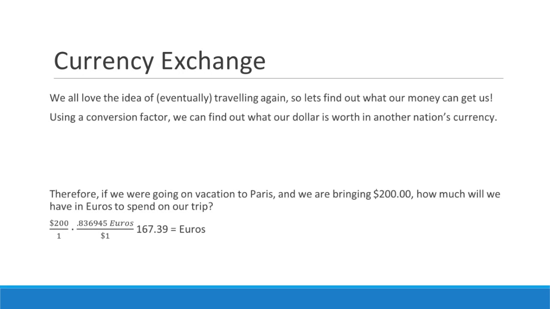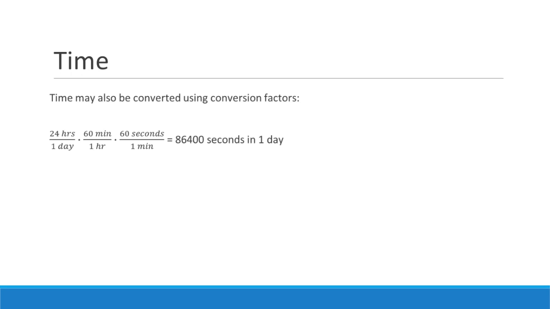If you want to travel again, currency exchange is a conversion factor. Taking the amount of money that you have, $200, and you want to figure out how many euros you have. Like if the exchange rate is kind of low, you're actually going to have fewer euros than you have dollars, but it depends on buying power. That's currency, but that's still a conversion factor. Time: 24 hours in a day, 60 minutes in an hour, 60 seconds in a minute. That's 86,400 seconds in a day, right? That's how people determine that. And you can go backwards as well.